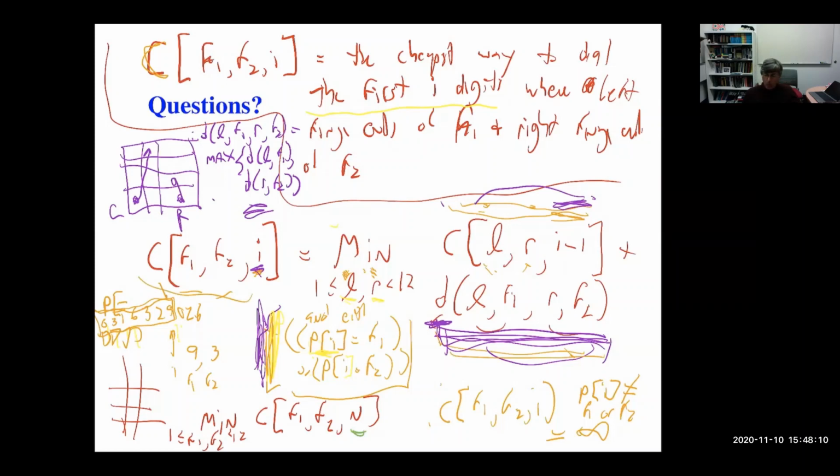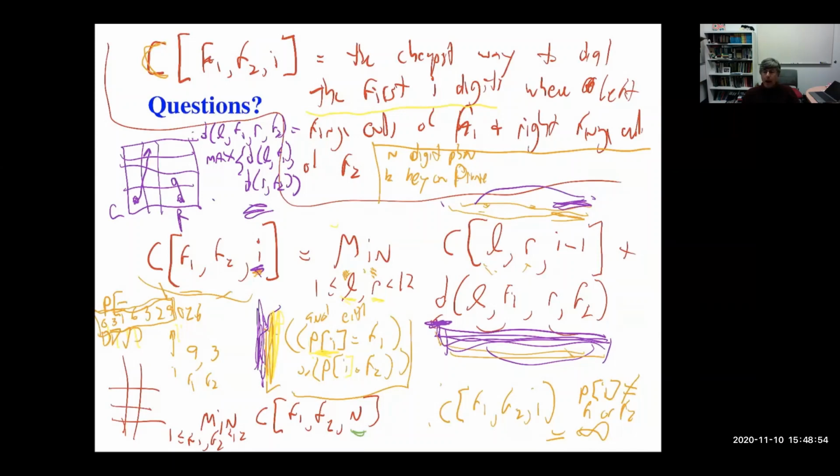Now, last question: what is the running time of this recurrence? Anyone want to tell me? Let's say that I've got n digits for the phone number, and let's say I've got K keys on the phone. So n is the length of the phone number I want to type out, and I've got K keys. What is the running time of this dynamic programming algorithm?